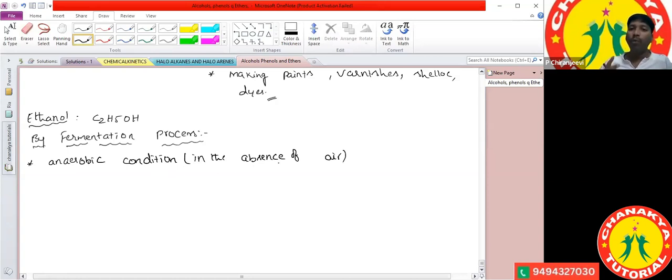So by two methods, from two compounds, we can prepare ethyl alcohol. What are the two methods we are using? The first method is from molasses. What do we call molasses? What is meant by molasses? Molasses is the residue.